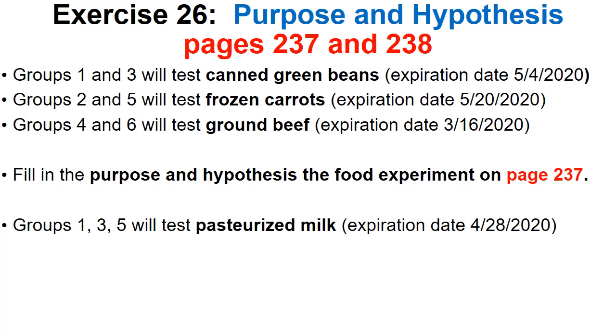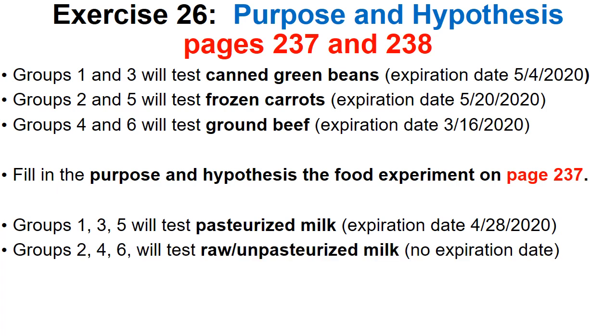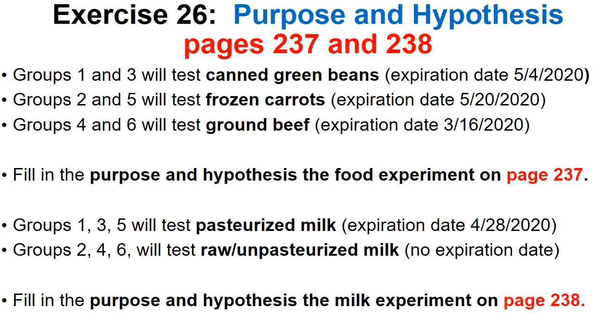Groups 1, 3, and 5 are going to also test pasteurized milk with an expiration date of April 28th. Groups 2, 4, and 6 are going to test raw or unpasteurized milk with no expiration date. On pages 237 and 238, please write down what you think is going to happen for this experiment. You're going to write the purpose and hypothesis for the food and the milk experiments on pages 237 and 238 respectively. So think about what you know about food and what we've discussed in lecture.